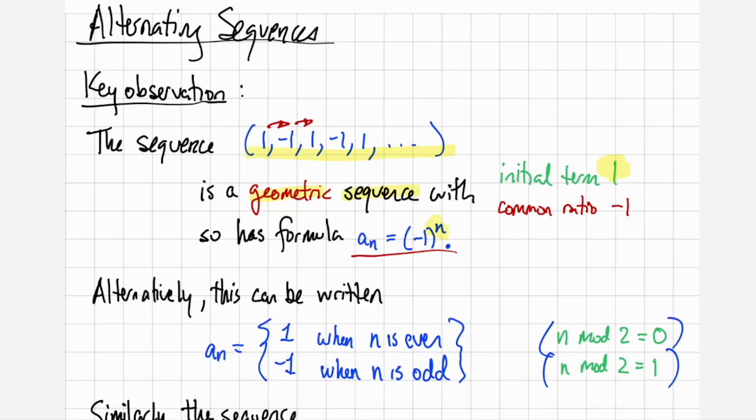Another way we could write this is using a piecewise function notation, where we say a sub n is equal to 1 when n is even, and negative 1 when n is odd. Now this equivalent definition should make sense because when you have n as an even number, you have an even power of negative 1, which gives you plus 1. And when n is an odd number, you get negative 1 to an odd power, which is negative 1.